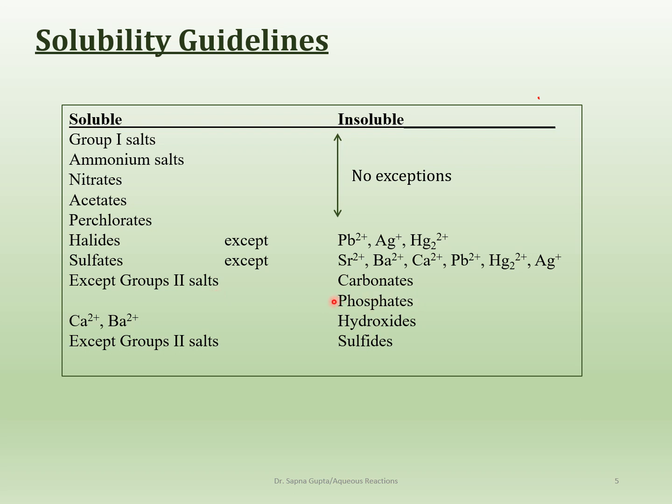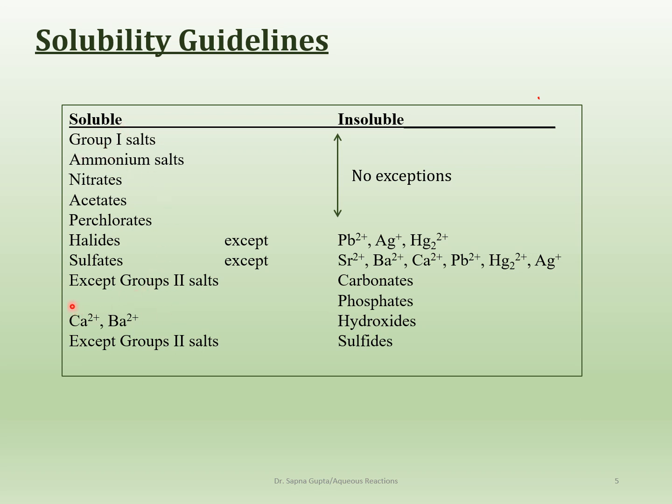Phosphates are all insoluble. Okay, now when we say that phosphates are all insoluble, what does that mean? It means that phosphates are all insoluble except where you have no exceptions. Because group 1 and ammonium salts, which are the positive ones that can combine with phosphates, these are always soluble. They have no exceptions whatsoever. So phosphates are generally going to be insoluble except for group 1 and ammonium salts.